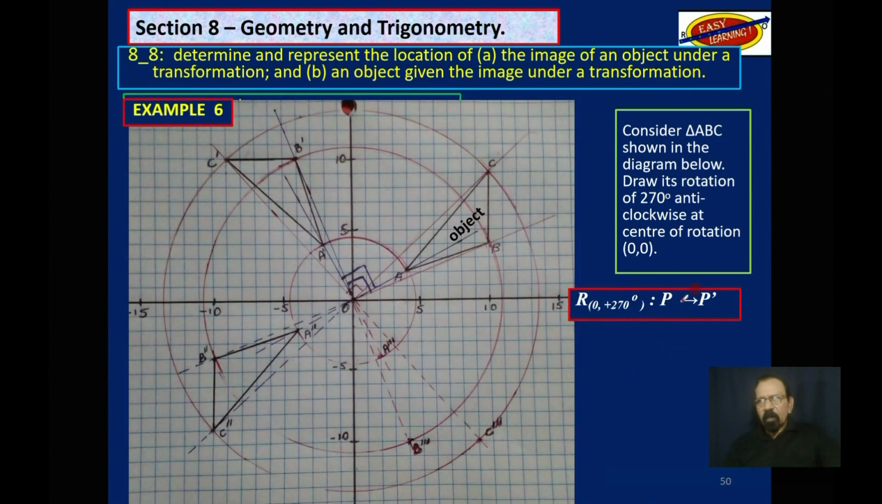Example 6. Now we are going to 270 degrees. We can actually go all the way around to 270 degrees. So we measure these three angles. You could measure 270, or you could measure 90. It doesn't really matter. It is the same thing. So you follow the same procedure.